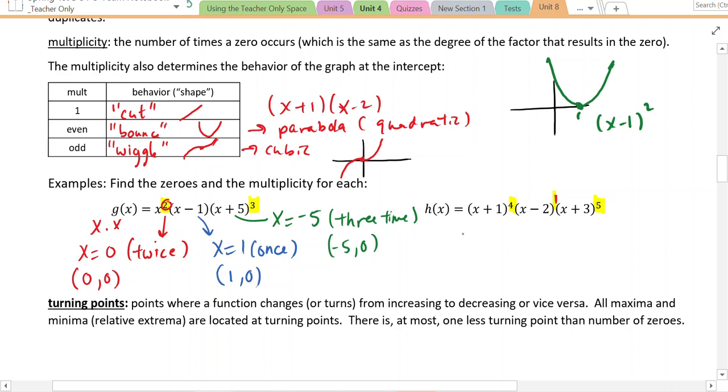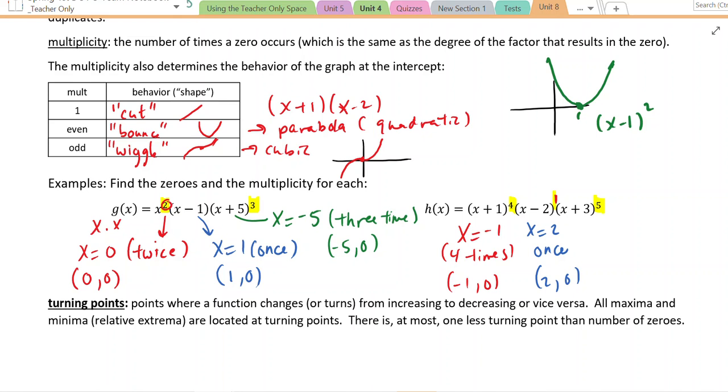Well, x plus 1 means that for this one, x is equal to negative 1. It's going to happen 4 times. And the point is negative 1, 0. For the x minus 2, this is x equal to 2. It happens once. And that point is 2, 0. And for our last one, this is x equal to negative 3. It happens 5 times. And the point is negative 3, 0.